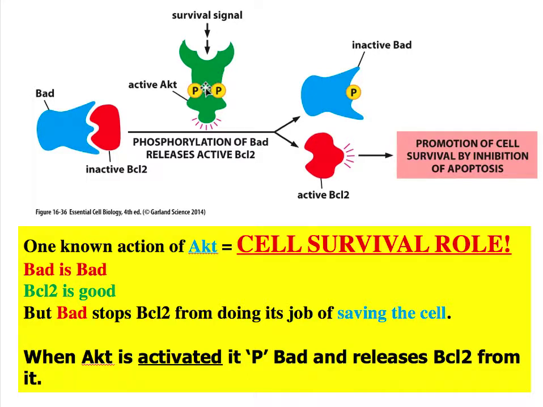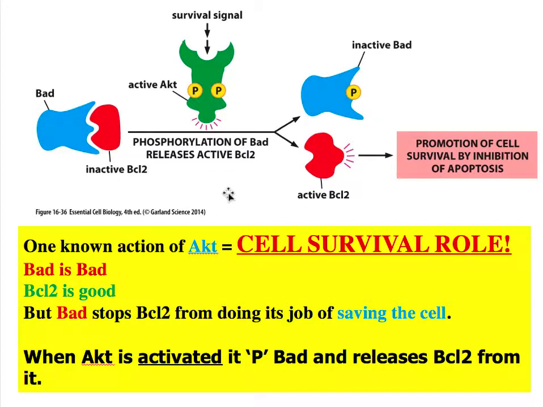What does AKT do? It has a profound effect on something called BAD that exists inside the cell. BAD is a protein. BAD binds to BCL2, and BCL2 is the survival protein, which we'll learn in another chapter. Regardless, we must release BCL2 so that it can save the cell from self-destruction, apoptosis. So AKT has a role in cell survival.